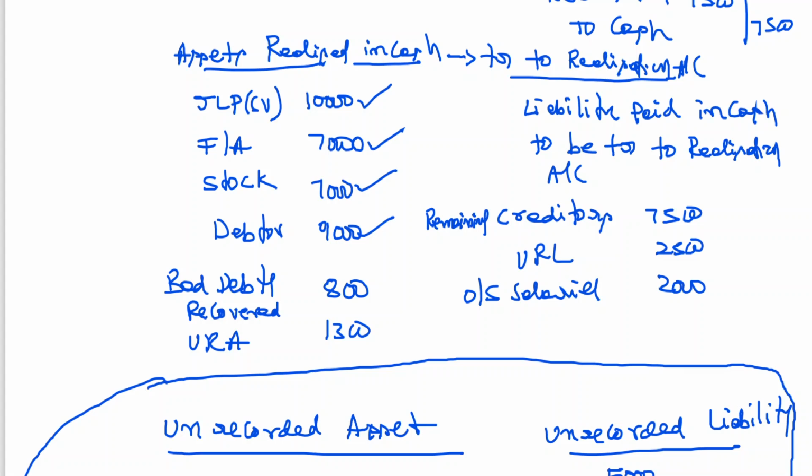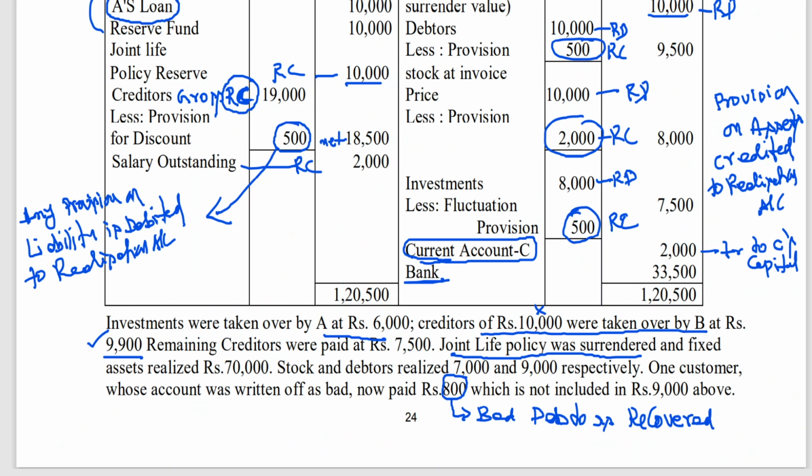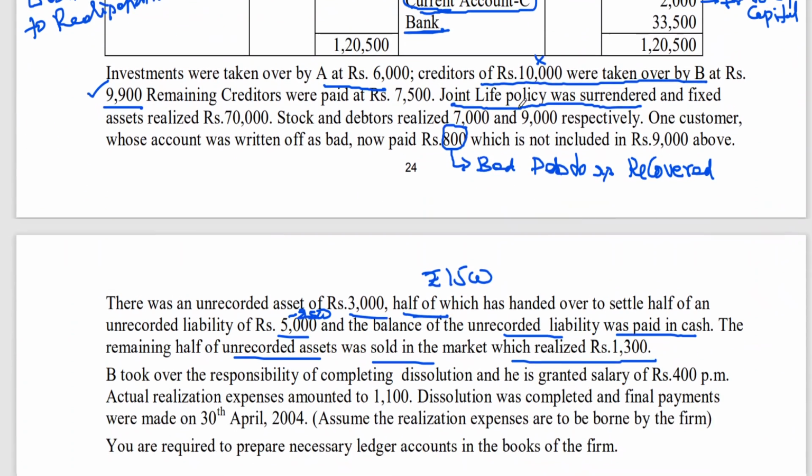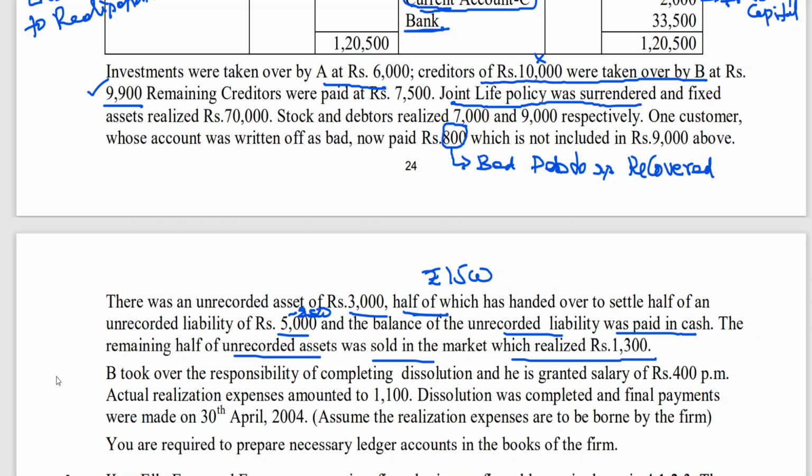Okay, this is completed. Now coming back to this, my dear friends. Up to this is okay. Now then what happened? B took over the responsibility of completing the dissolution and is granted a salary of rupees 400 per month. Actual realization expenses amount to 1100. Dissolution was completed and final payments were made on 30th April 2004. Assume that realization expenses are to be borne by the firm. You are required to prepare necessary ledger accounts in the books of the firm.